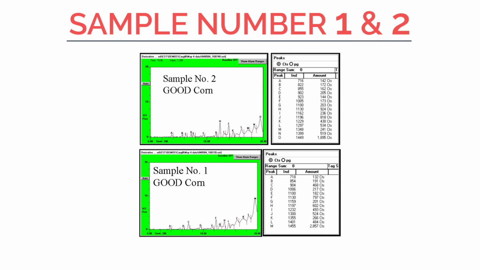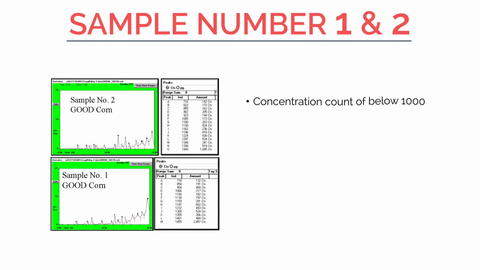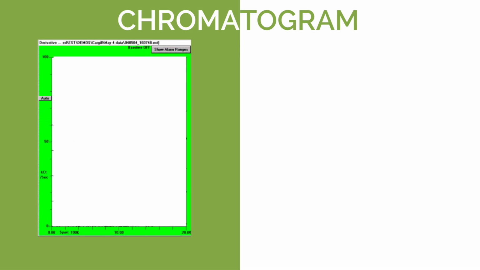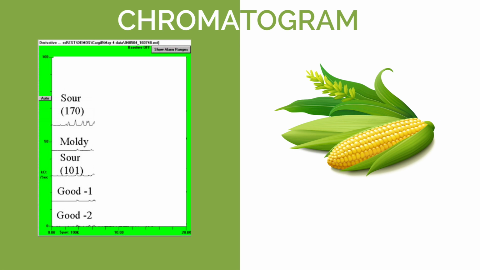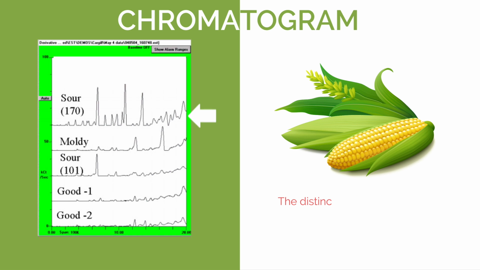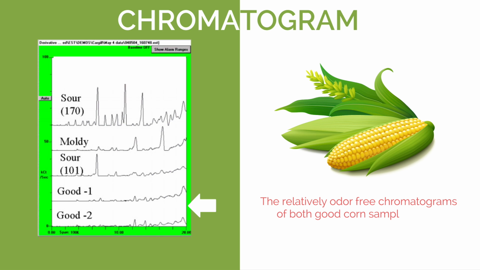Sample number 1 and 2 of good corn had concentration counts of below 1000 and only small traces of lactic acid with count of 468 and 205 were detected. Now let's compare the chromatograms of all 5 corn samples. The lactic acid peak is clearly seen in the sour samples. The distinctive compound peaks of musty corn are not present to any large extent in other samples. The relatively odor-free chromatograms of both good corn samples are in stark contrast as well.